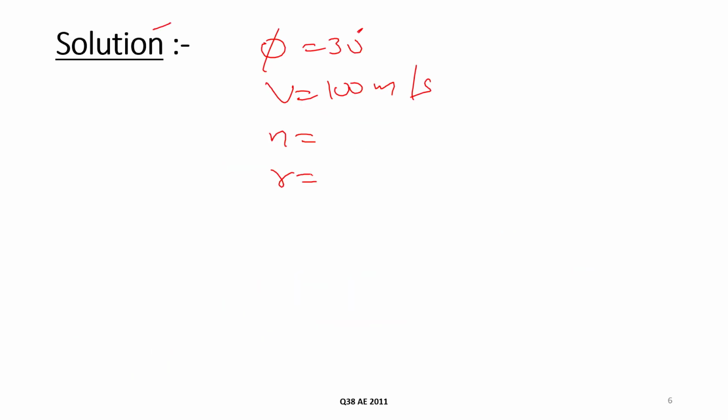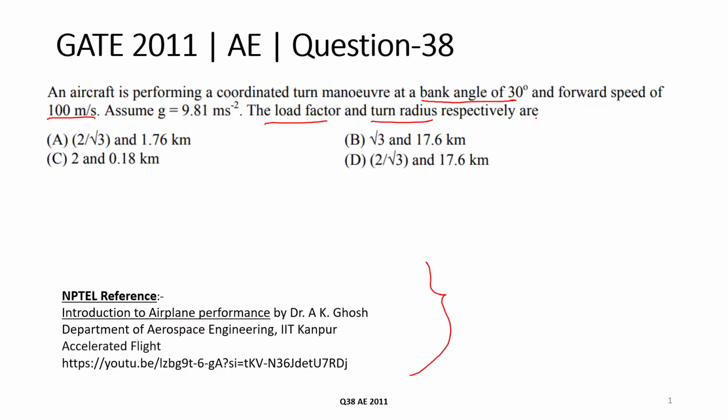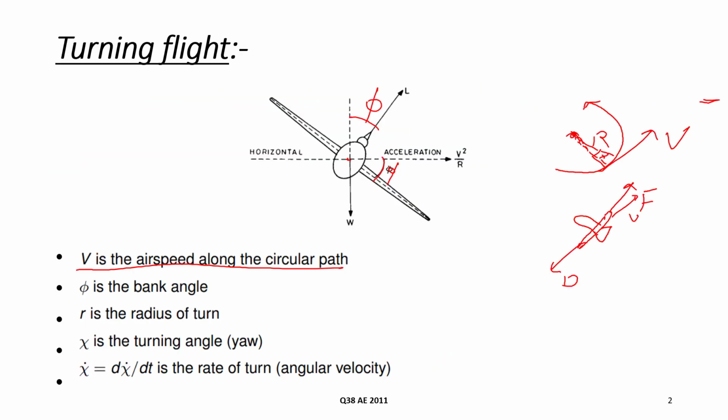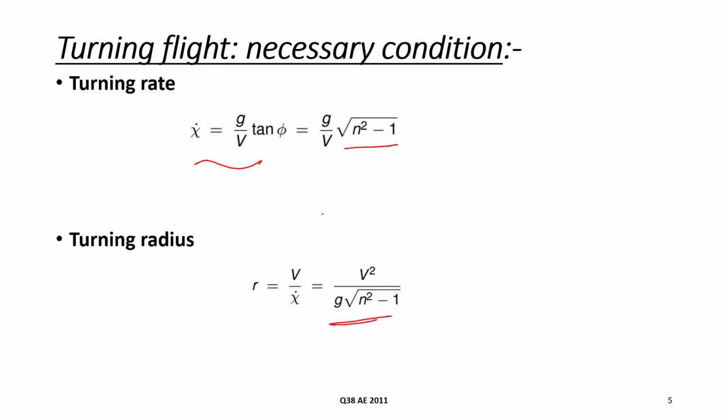So we have seen the relation: load factor is 1 by cos phi. And what is cos phi? 1 by cos 30. Cos 30 is root 3 by 2. So it will be 2 by root 3. So options B and C are not possible because the load factor is 2 by root 3. Now we have to find the turn radius.